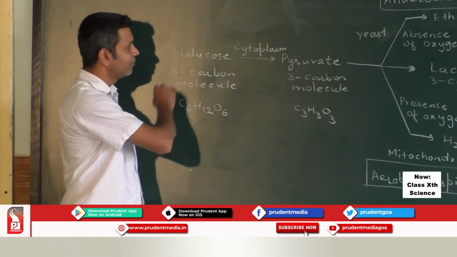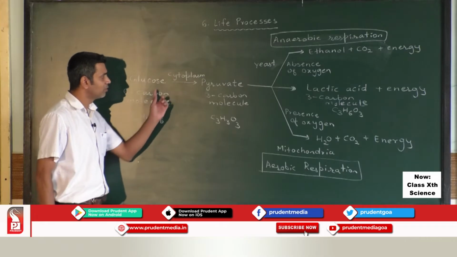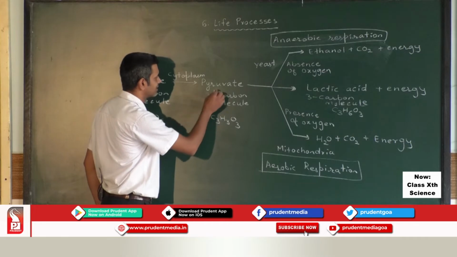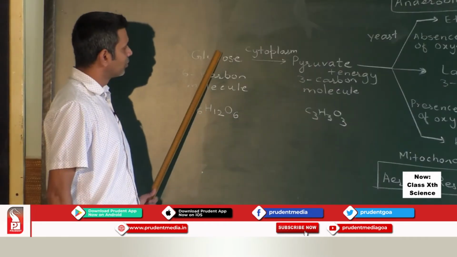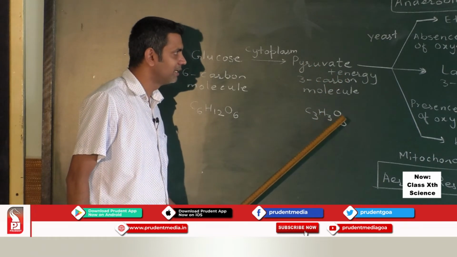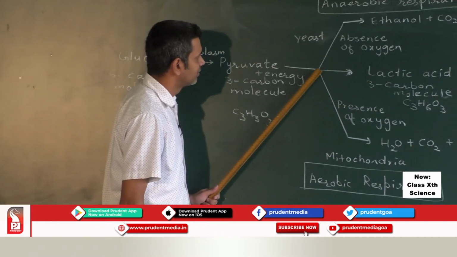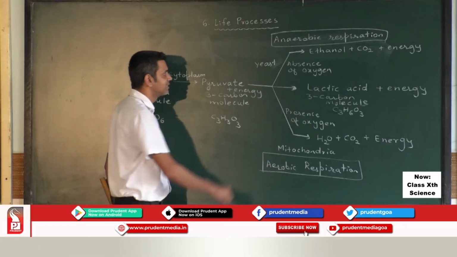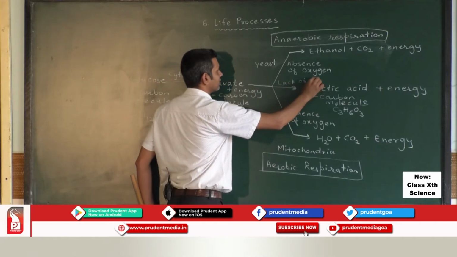Few minutes back I told you that glucose gets converted into pyruvate, and when glucose gets converted into pyruvate, energy is also released. Now, we were learning about the conversion of pyruvate into lactic acid and the release of energy. This takes place when there is a lack of oxygen.